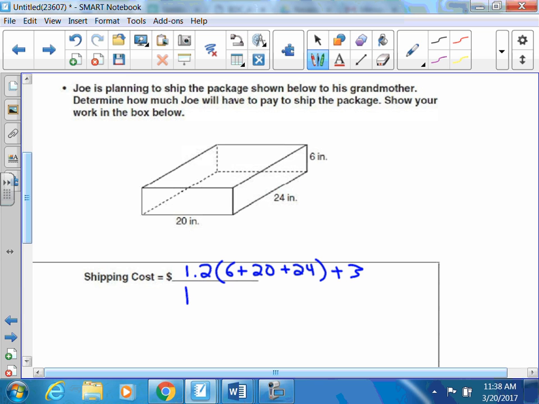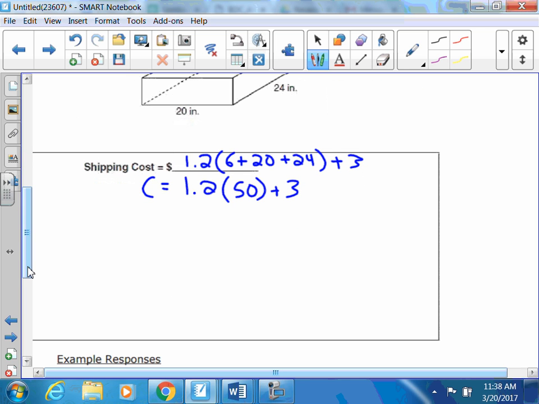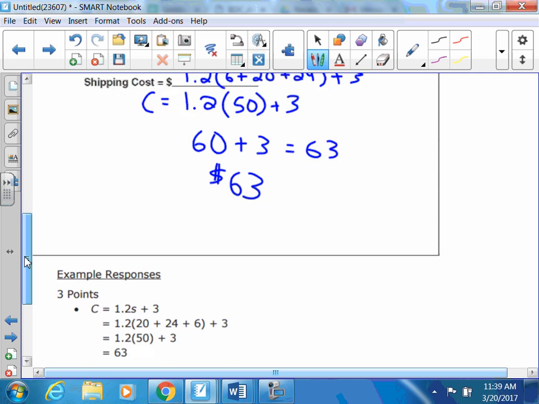From here, the cost equals 1.2, parentheses, and we're going to add up 6, 20, and 24. You should get 50, and then plus 3. Then $1.20 times 50. Multiply those together. I believe you're going to get 60. 1.2 times 50 is 60. And then plus 3 gives you 63. So your answer is $63. That's how much it's going to cost to ship that product.